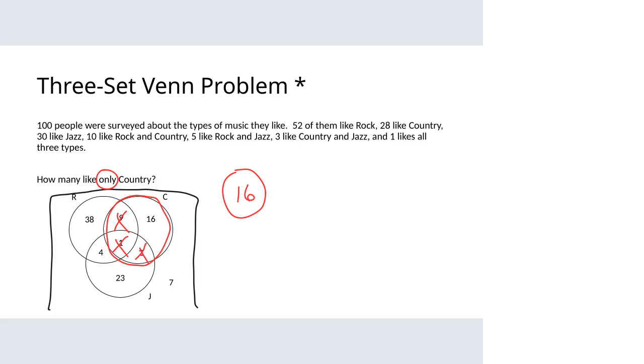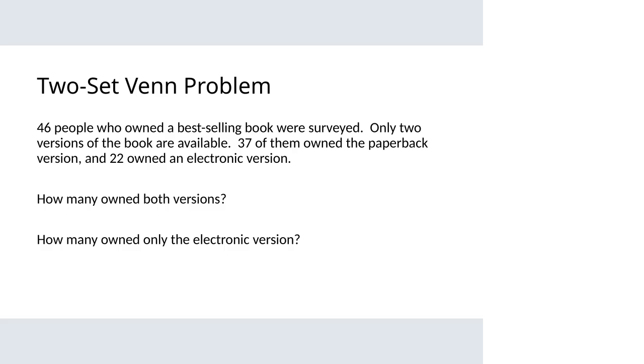One more type of problem I want to look at. This is a little bit different. It doesn't read very challenging at first, and then it kind of gets there, but we'll talk through it together. 46 people who owned a best-selling book were surveyed. Only 2 versions of the book are available. 37 owned the paperback, 22 owned an electronic version. How many owned both? How many owned only the electronic?